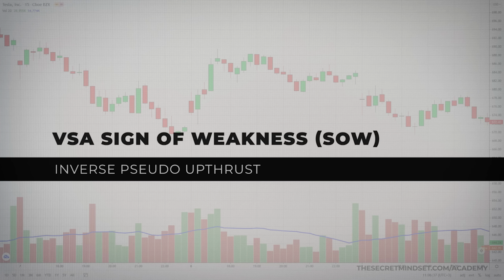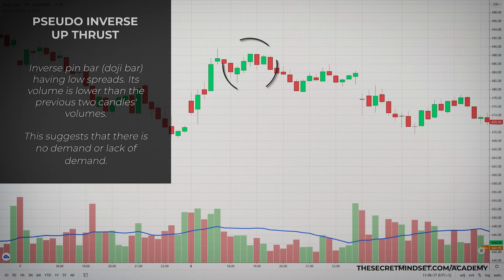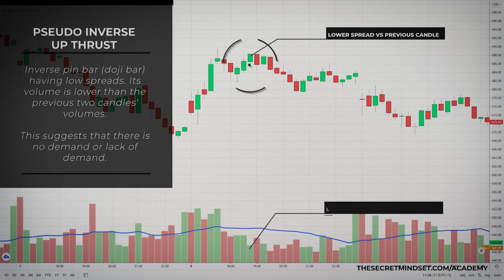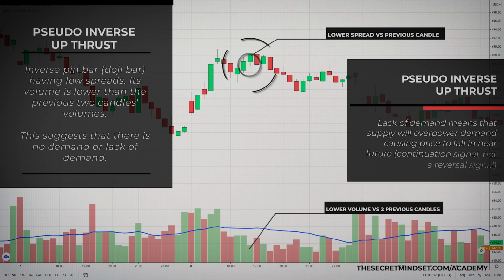Number 7. Inverse pseudo upthrust. This is the inverse bearish pin bar or doji bar having low spreads, and its volume is lower than the previous two candles' volumes. This suggests that there is no demand or a lack of demand. Pseudo inverse upthrust is also a continuation signal and not a reversal signal, so it's effective only if it appears after a bearish momentum.